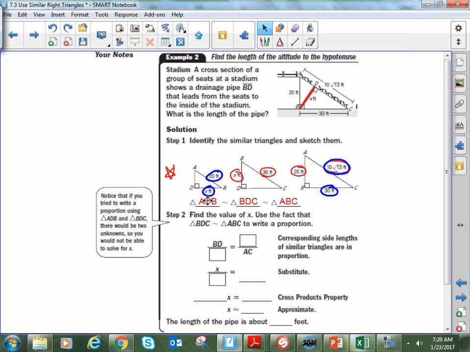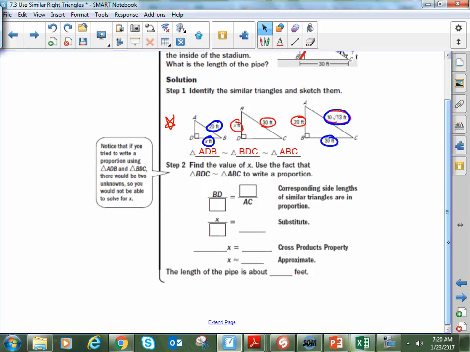So here, naming the triangles, this is how I decided to name them, and this is how I color coded the values of the triangle. We could set up a proportion either way, but based on the fact that the notes are giving us segment BD and segment AC, where they are, we're going to plug in the values of their corresponding sides. So I'm going to say BD to AB is equal to BC over AC. And then just substituting the values, we're going to solve for x.